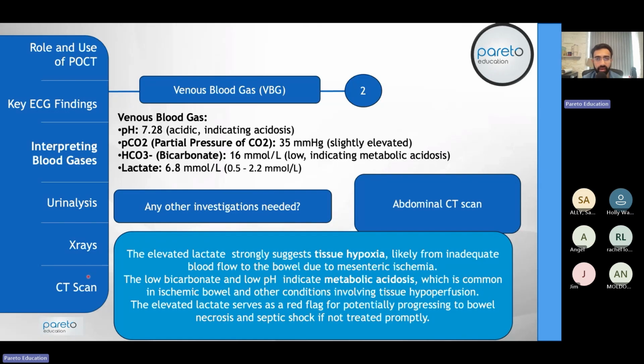Some risk factors you would need to include in the history are whether the patient's been taking NSAIDs, which points to a particular diagnosis like duodenal ulcer perforation or gastric ulcer perforation, or if the patient has a background of AF, which would tell us that it might be mesenteric ischemia. The low pH indicates metabolic acidosis, which of course is common in these conditions. And the elevated lactate serves as a real red flag for progress of the disease.